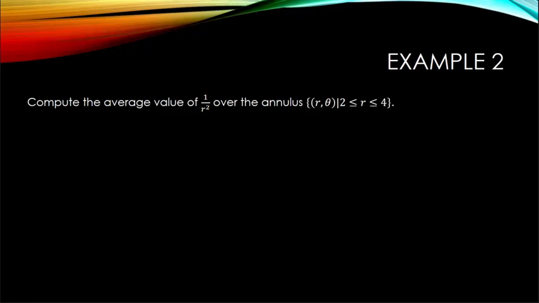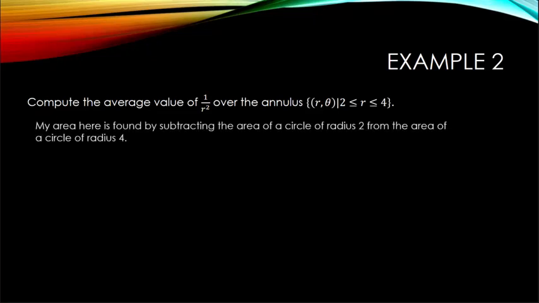I want to work another example. I want to compute the average value of 1 over r squared over the annulus described by the set of all points r theta such that 2 is less than or equal to r, which is less than or equal to 4. My area here is found by subtracting the area of a circle of radius 2 from the area of a circle of radius 4, so that my area is 4 squared pi minus 2 squared pi, or 12 pi.